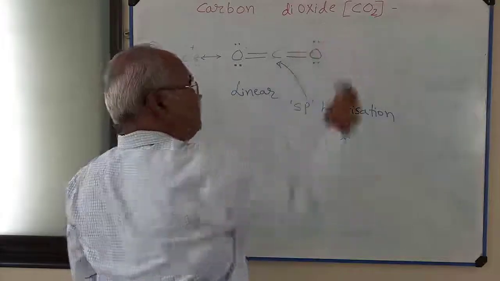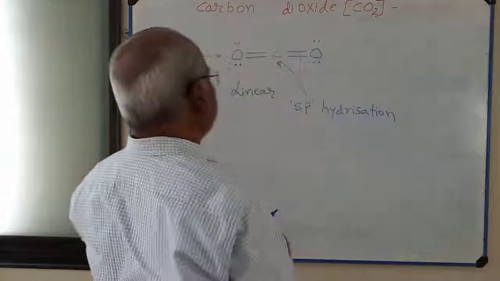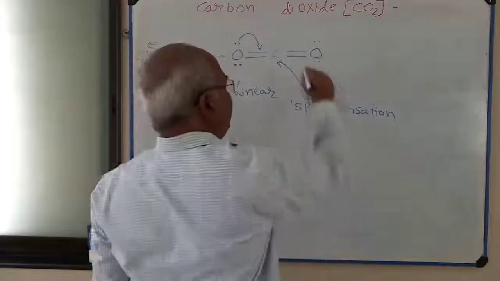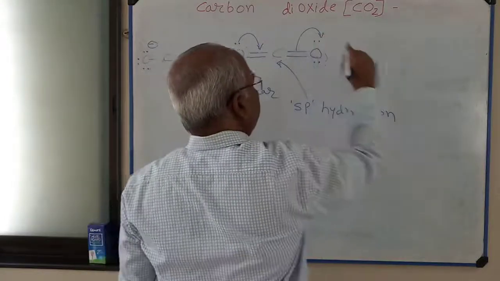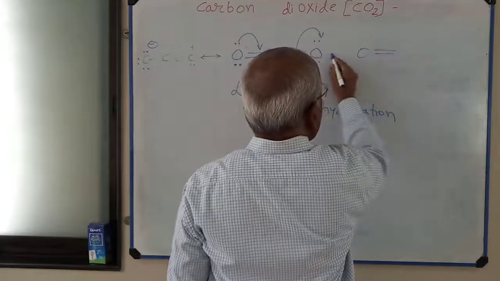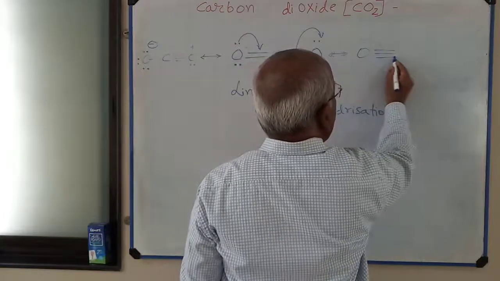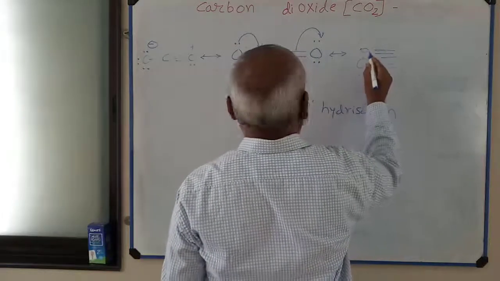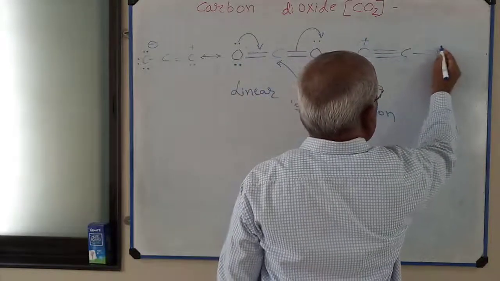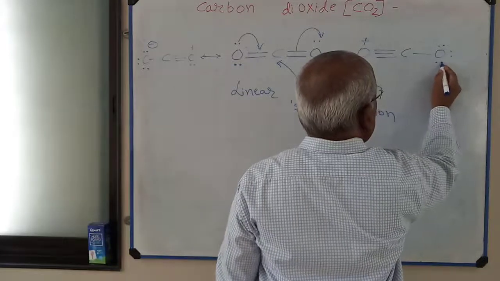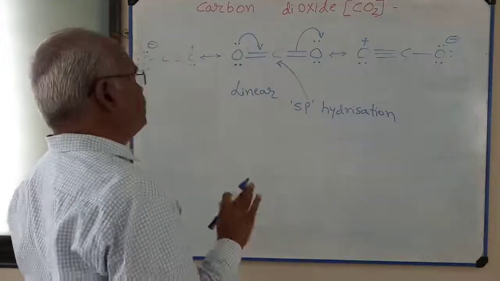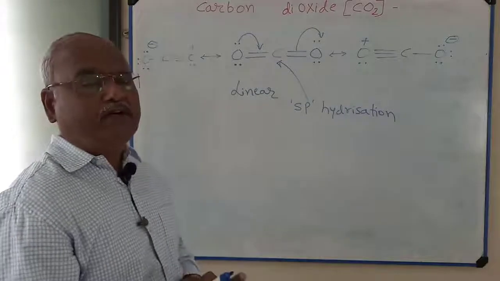Another resonating structure I am going to draw for this carbon dioxide. This electron pair is shifted here. Pi bonded electron pair is shifted on this oxygen. O minus, here double headed arrow, triple bond C. Oxygen becomes positively charged. So these are resonating structures of carbon dioxide.